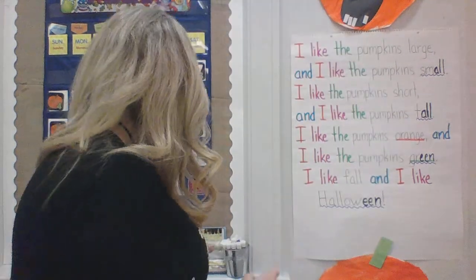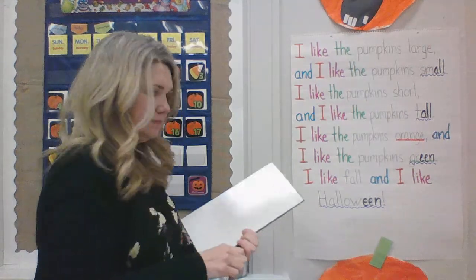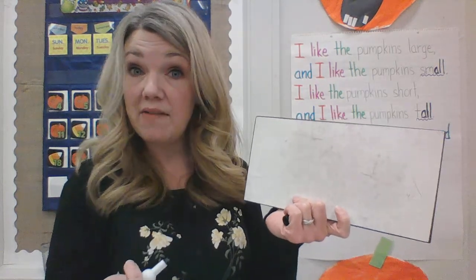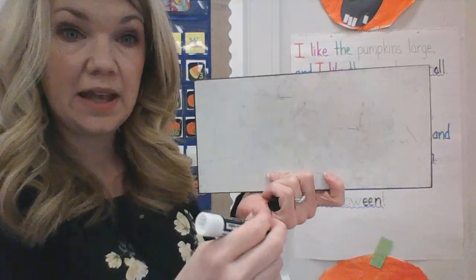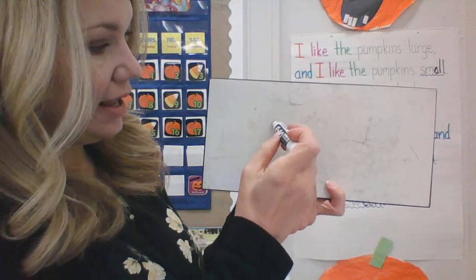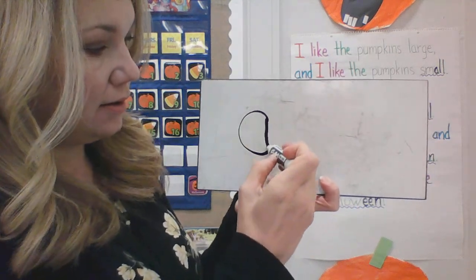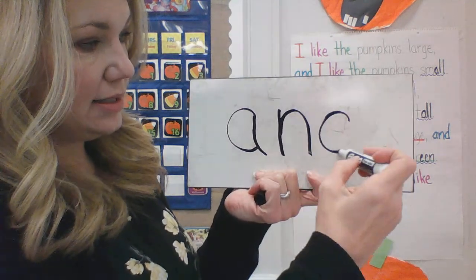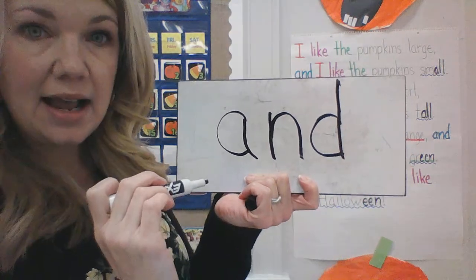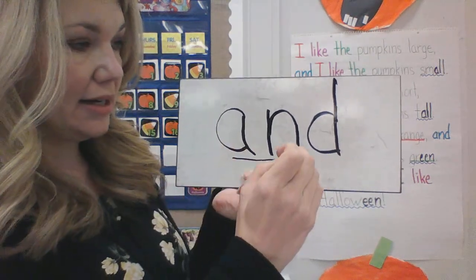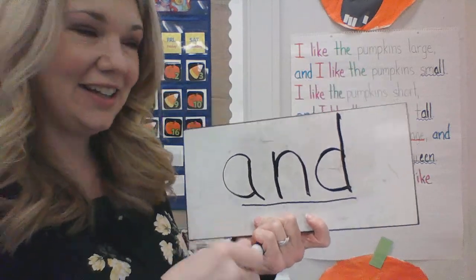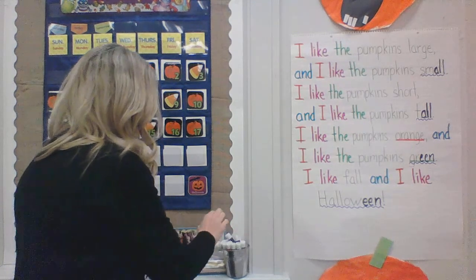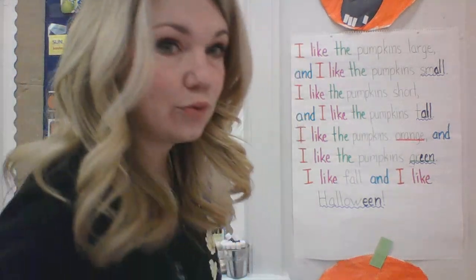Let's go ahead and write and on our little whiteboard here. I'm going to write it. Ready? You write it with your finger in the air, or if you have pencil and paper, you can be writing it on paper with me. Let's write and together. It is A, N, D. A, N, D. And. Very good, kindergartners.